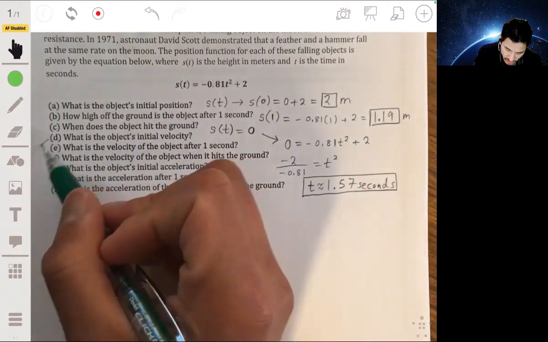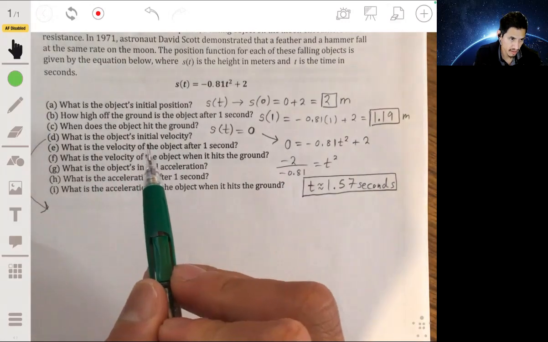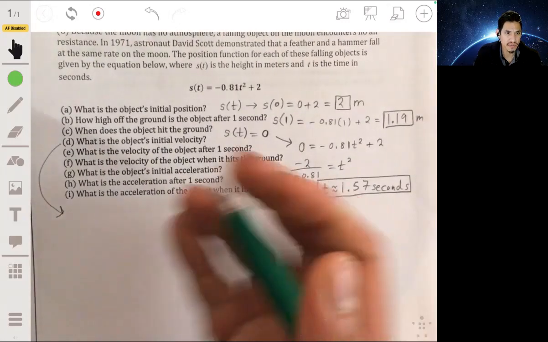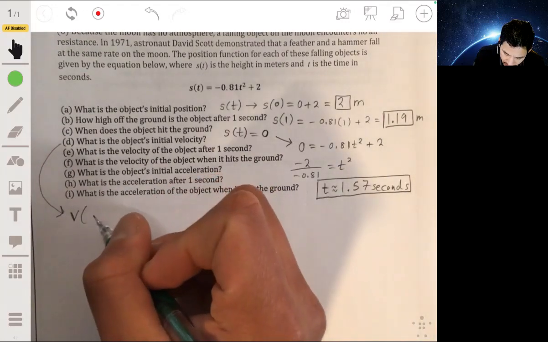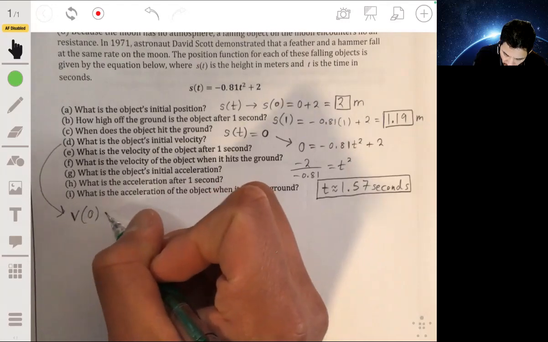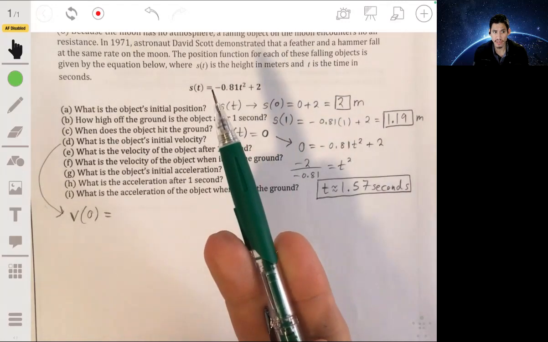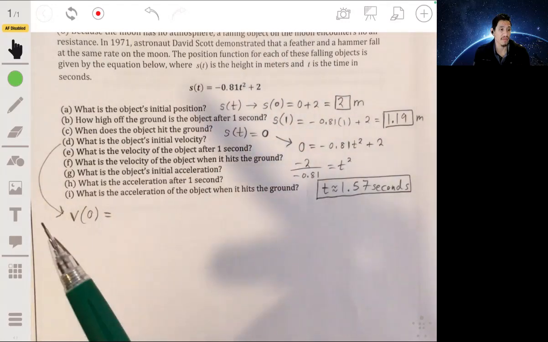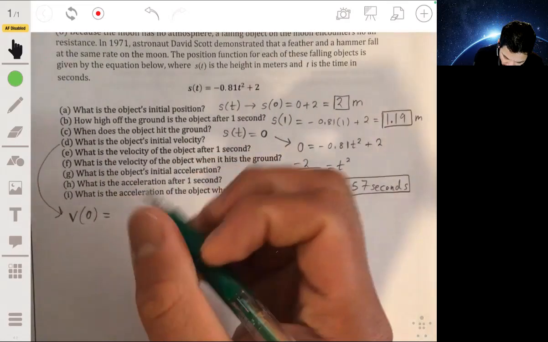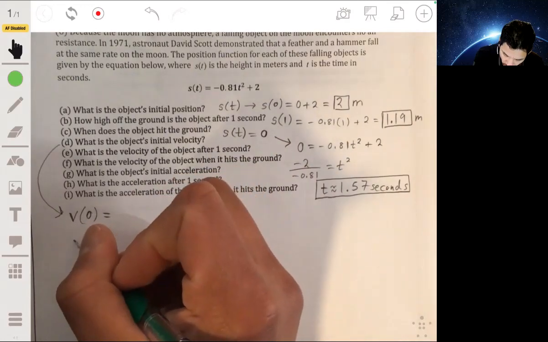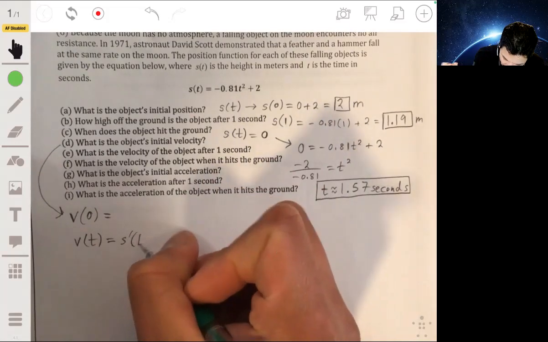Now part D. What is the object's initial velocity? Okay, so initial velocity, what's the starting velocity? So what's v at time equals 0? What's v of 0? We want to find v of 0. We don't have an equation for v of t, but we can find it because remember, velocity is a derivative of position. So to find v of 0, let's first find what v of t is in general. v of t is just the derivative of s of t.